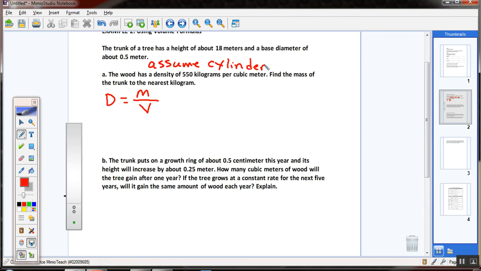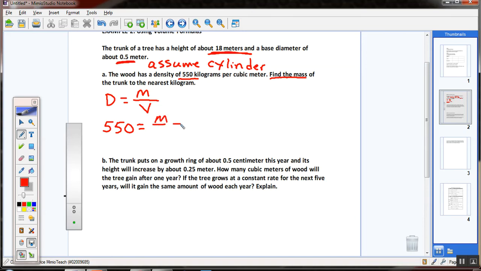So here we go. We knew the density was how much here, kids, yesterday? 550 kilograms. Okay. And that was going to equal my mass, which is what we're trying to find. We were trying to find the mass of the tree trunk, which was cylindrical. And that cylinder had a height of how many meters, kids? 18 meters, and was how much of a radius or diameter? So the mass is what we were trying to find.